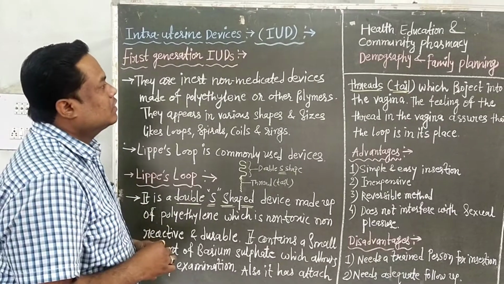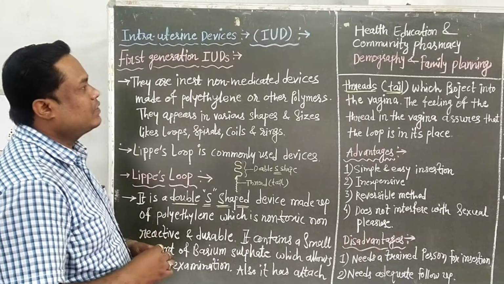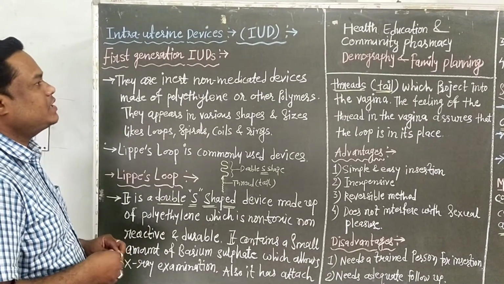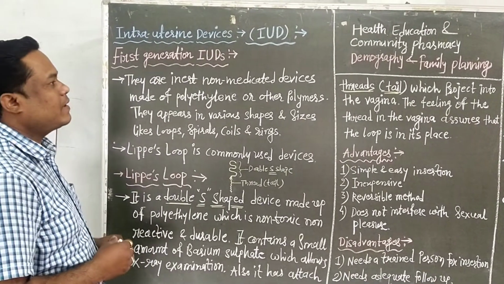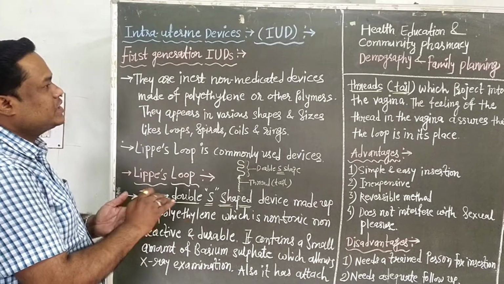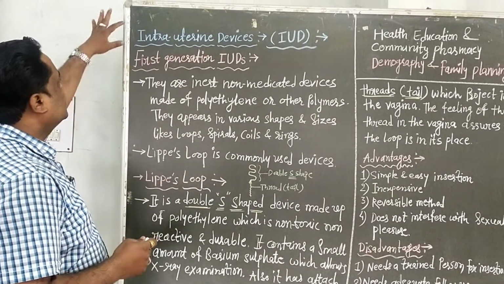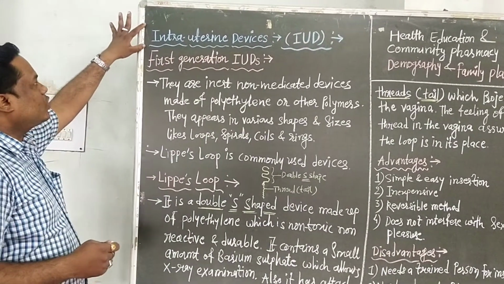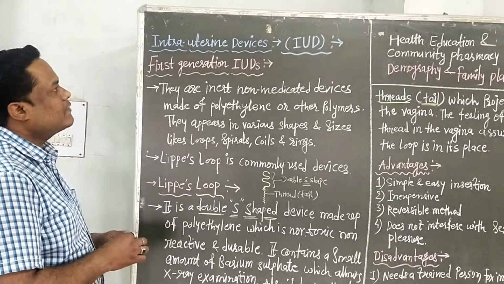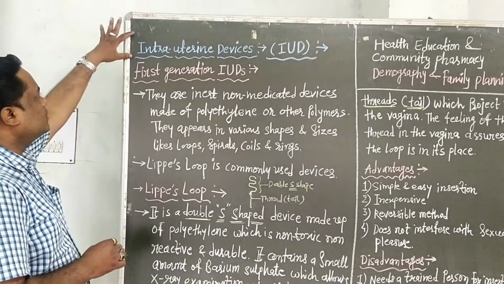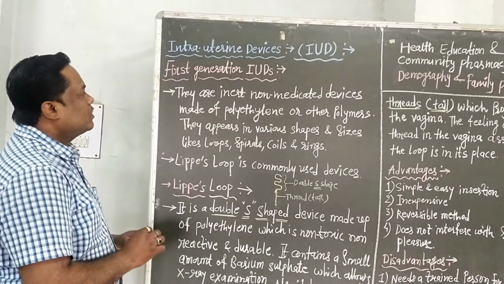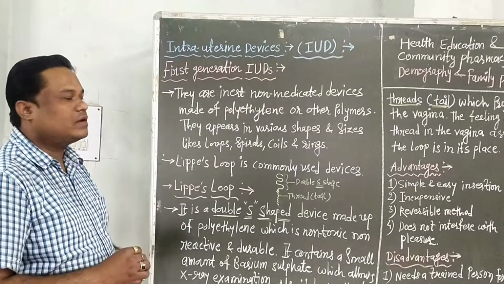Today's subject is health education and pharmacy. Then you have to see chapter number 3, that is demography and family planning. In this lecture you have to see about family planning, that is the temporary method. It is called the intrauterine devices, IUDs. It is used for family planning. It is also called the temporary method or barrier method.